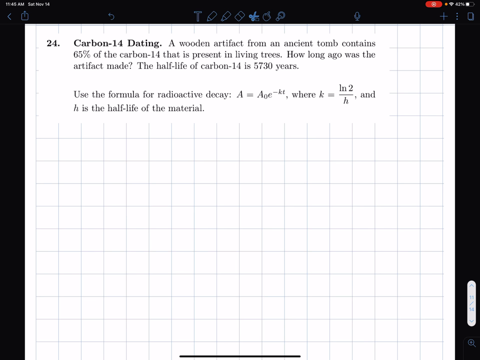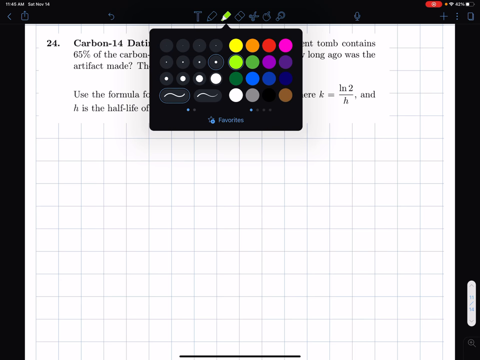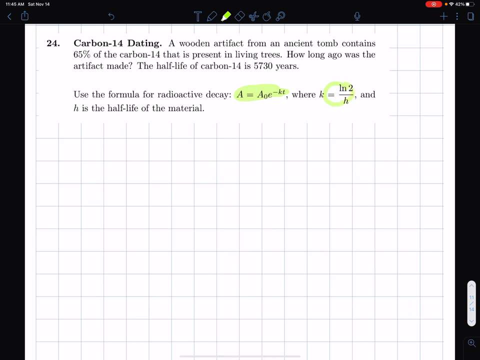Well, we're going to use the formula for radioactive decay, which is A equals A0 e to the negative KT. K is a constant, but that constant can be expressed in terms of the half-life. K is equal to ln2 divided by H, and H is the half-life.